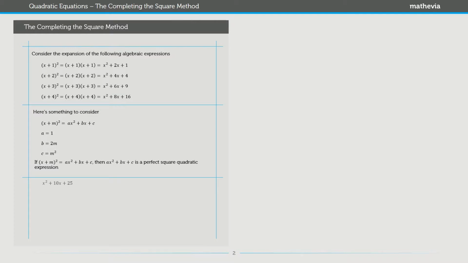Okay, now consider this quadratic expression. We have x squared plus 10x plus 5. Now, I want you to tell me, is this a perfect square quadratic expression? How do we find out?